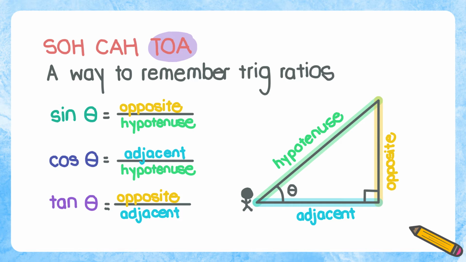So SOHCAHTOA helps us remember trig ratios. So we have that sine of theta equals the opposite side over the hypotenuse. Cosine of theta equals the adjacent side over the hypotenuse. And tangent of theta equals the opposite side over the adjacent side. And theta represents the angle we are standing at. So let's use this idea of SOHCAHTOA in the upcoming examples.